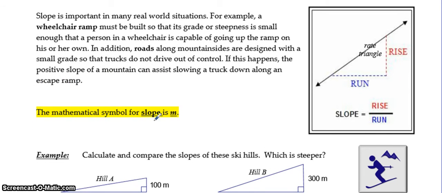The mathematical symbol for slope is an m, so anytime you are calculating the slope, you will start your calculations with the letter m. The formula for slope is the rise divided by the run. The rise is the vertical distance of the line segment, and the run is the horizontal distance of the line segment. When you make a triangle between the line segment, the rise, and the run, it's called the rate triangle.